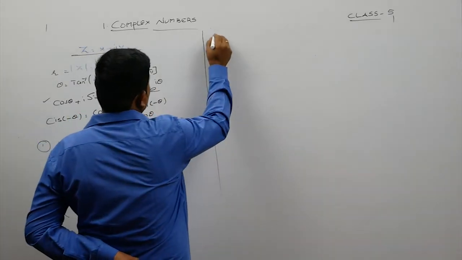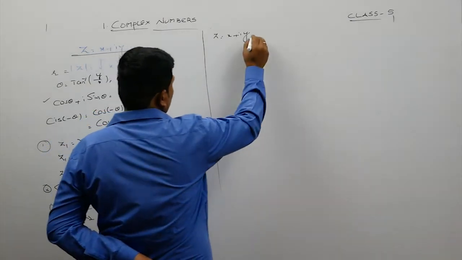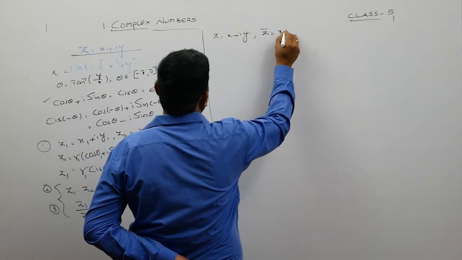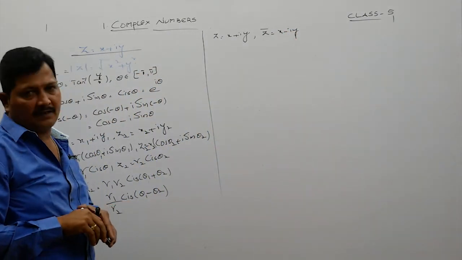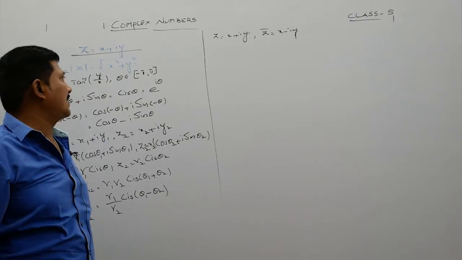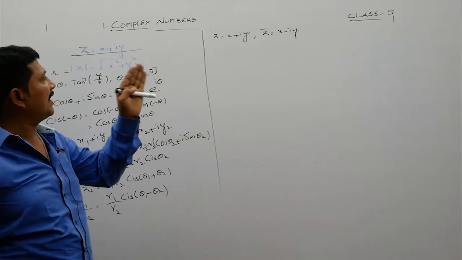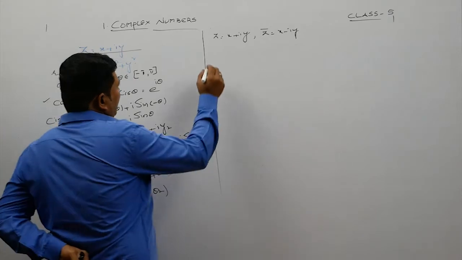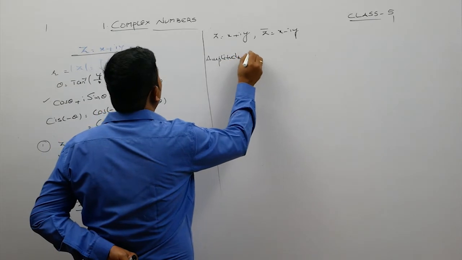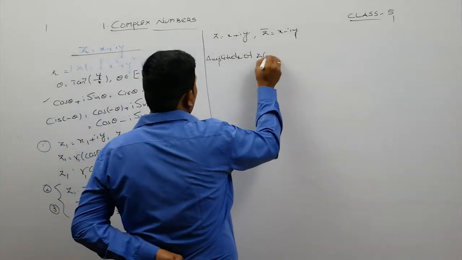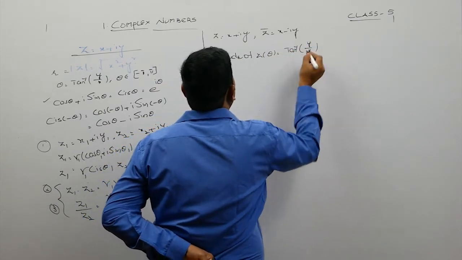Now z is equal to x plus iy, then z bar is equal to x minus iy. We know that z bar is nothing but the conjugate of z. Now the conjugate of z can be obtained by changing the sign before the imaginary part. Now z bar is equal to x minus iy. Now here the amplitude or argument of z, theta, is equal to tan inverse y by x. So this is the formula.